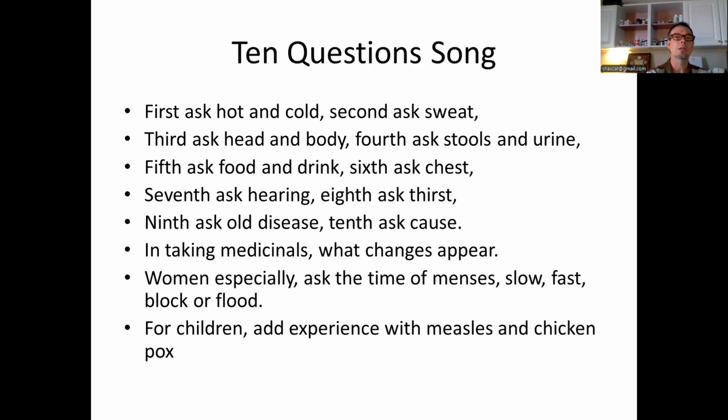Ask also if they were taking any medicinals, what changes appeared when they took those medicinals. Women especially, ask the times of menses, how the flow is. Is it slow or fast? Is it blocked? Does it not happen? Or is it a flood? For children, add what their experiences are with measles and chicken pox.